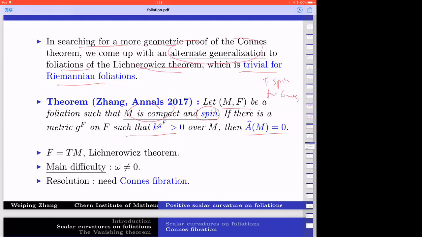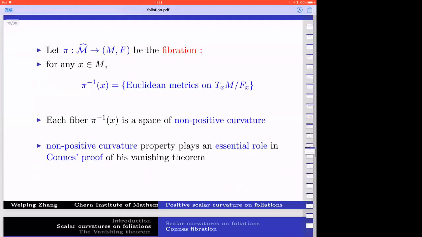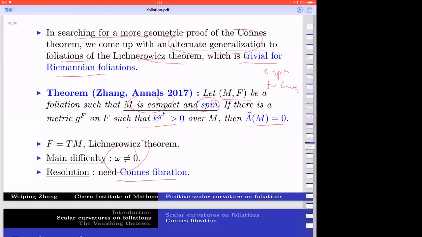But the main difficulty, just like in the Connes theorem, is that omega is non-zero. So in this case, this is the same difficulty Alain Connes meets in his proof of his vanishing theorem. So the resolution is that we need the fibration introduced by Connes. So for this, I just recall the definition of the Connes fibration. Recall that you have an integrable sub-bundle of the tangent bundle over the manifold. We have seen that this omega is non-zero for any metric on the transverse bundle. So this causes the difficulty.